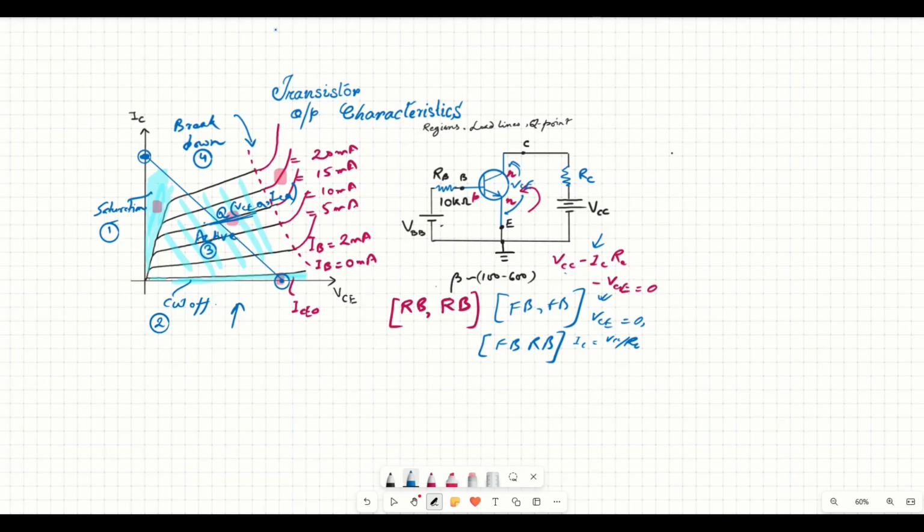So this is a very important topic. To understand where the transistor is currently working, we have to identify the point or the region with respect to the transistor output characteristics. Okay, so I hope you have understood this.